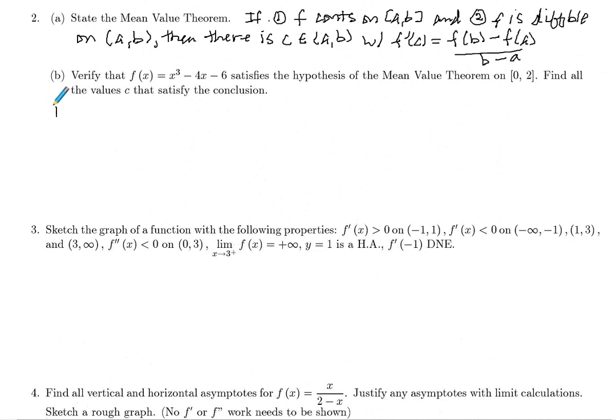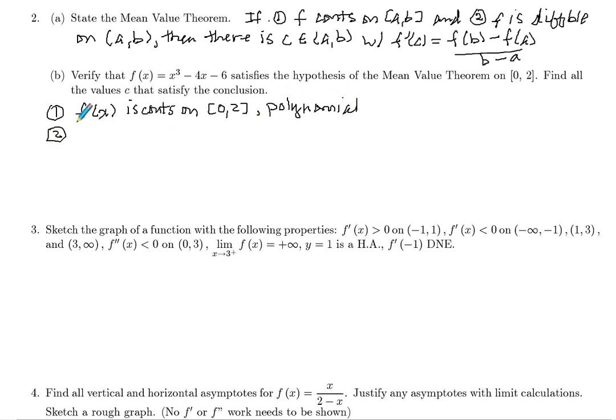Okay, so number 1, is our function f continuous? Well, f of x is a polynomial, so it is continuous. Continuous on, let's see, we're looking at the interval [0, 2]. On that closed interval [0, 2], because polynomials are continuous.